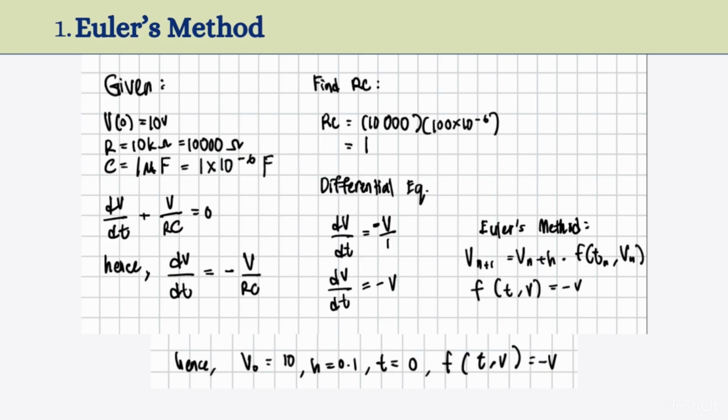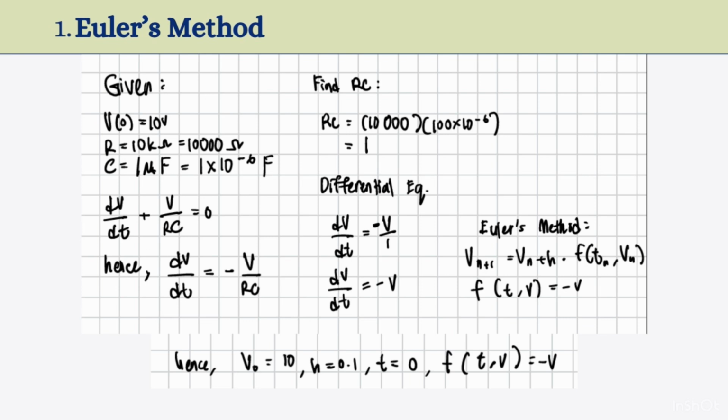For the Euler method, we are given the first order differential equation for an RC discharge circuit: dV over dt plus V over RC equal to 0. Hence, dV over dt equal to negative V over RC. Then we need to find the RC, where RC is equal to 10 kilo ohm multiplied by 100 microfarads, which is equal to 1. Then we substitute into the differential equation. So dV over dt equal to negative V over 1. So we simplify it as dV over dt equal to negative V.